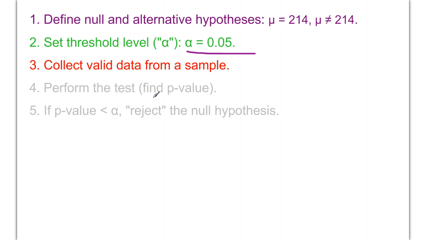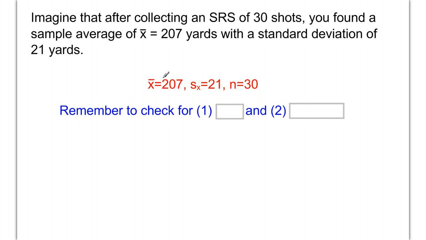Next thing we're going to do is collect some valid data in a sample. We specifically said valid data because we want to make sure that we don't just go out and collect any information. It has to be done correctly. It has to be from an SRS. We have to have low non-response, all that kind of stuff. So let's imagine that after collecting an SRS of 30 shots, we found a sample average of 207 yards and a standard deviation of 21 yards. So let's say this is the data that we collected.